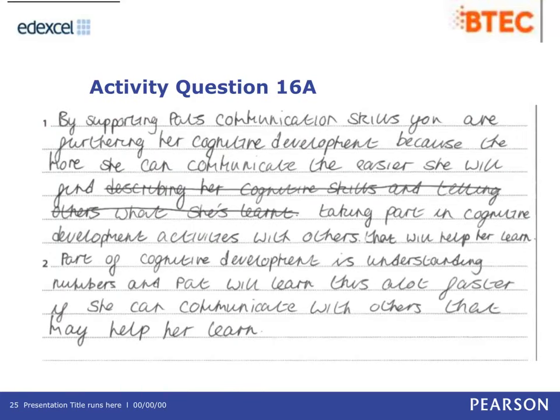Here is a further opportunity for you to mark a similar question which requires a 2-part response. Please use your mark scheme to award marks for question 16A. You can pause the video at this point to carry out the activity if you wish.